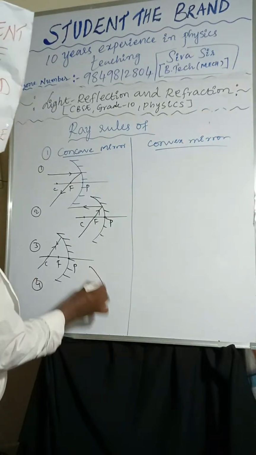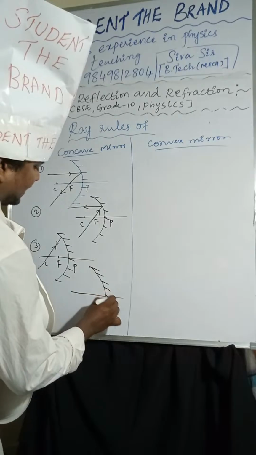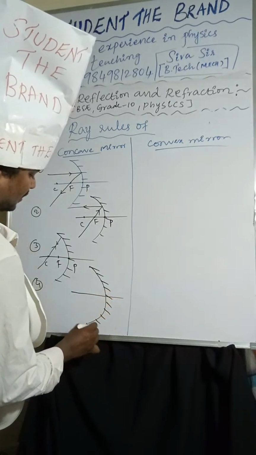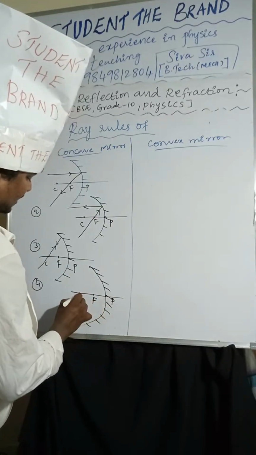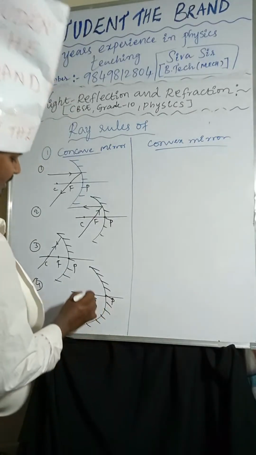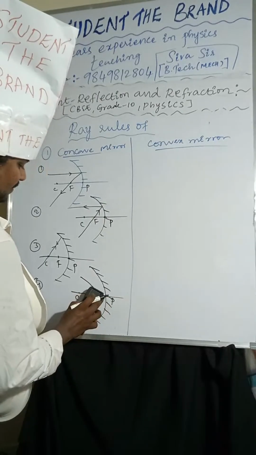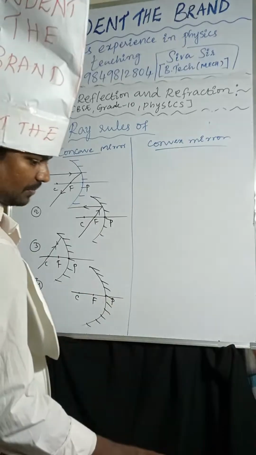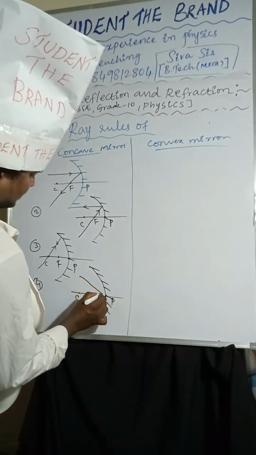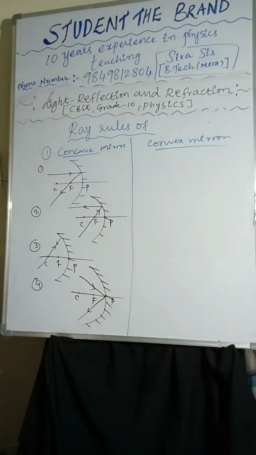Coming to the fourth one. If the light ray is incident at the pole, it reflects back in the same direction like this. So these are the four ray rules.